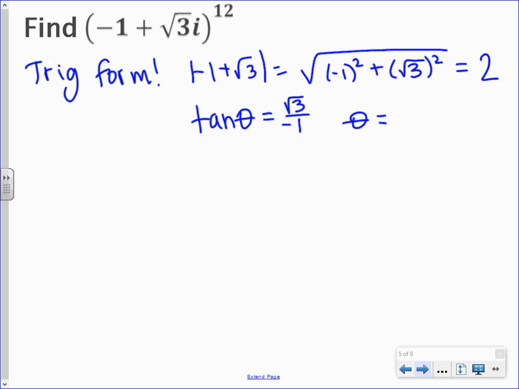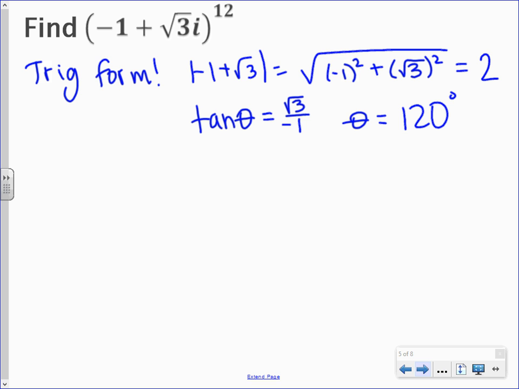You're saying we're in the fourth quadrant? Okay. If we were to plot this number, -1 means we would go which direction? Left, and then radical 3? Up. Okay, so what's our angle? Good.